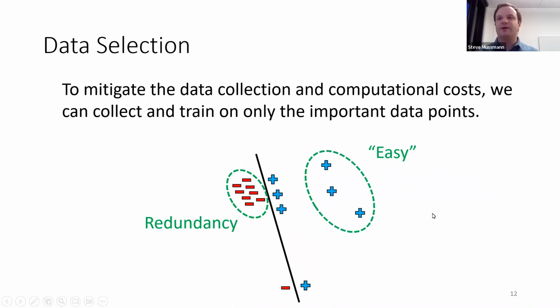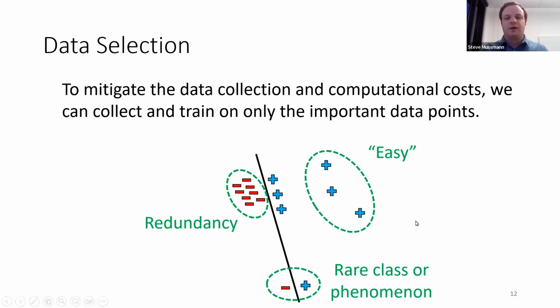Some data points are somehow easier than other data points, and it's not necessary to include these in the data set because they'll be classified correctly quickly anyway. There also are rare classes or phenomena, shown here at the bottom, that are often more important to include in a data set. For example, in self-driving cars, key events such as objects on the road are much more important to collect and label than highway driving video.